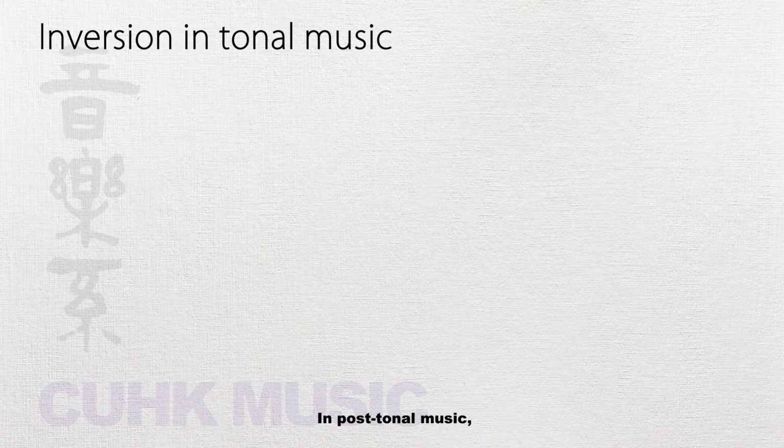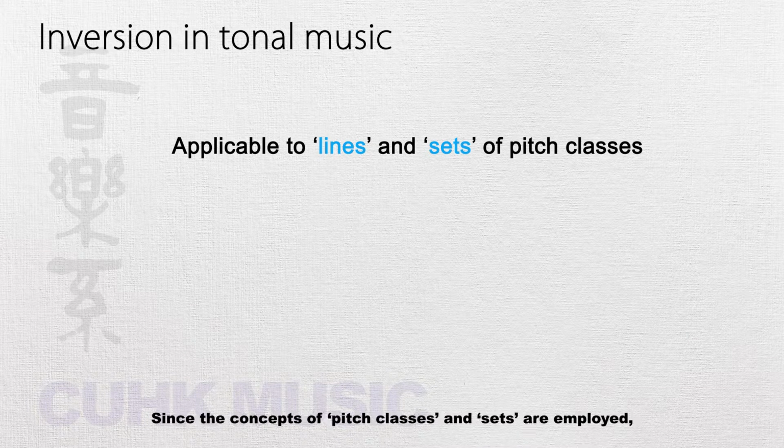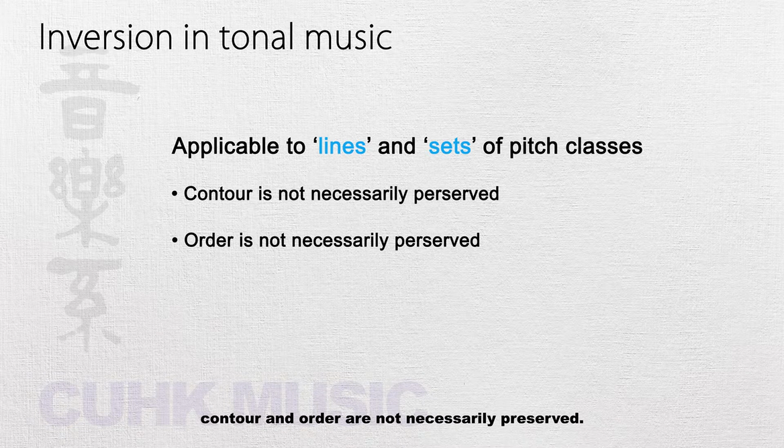In posttonal music, inversion is applicable to both lines and sets of pitch classes. Since the concepts of pitch classes and sets are employed, contour and order are not necessarily preserved. This is illustrated in the following examples.